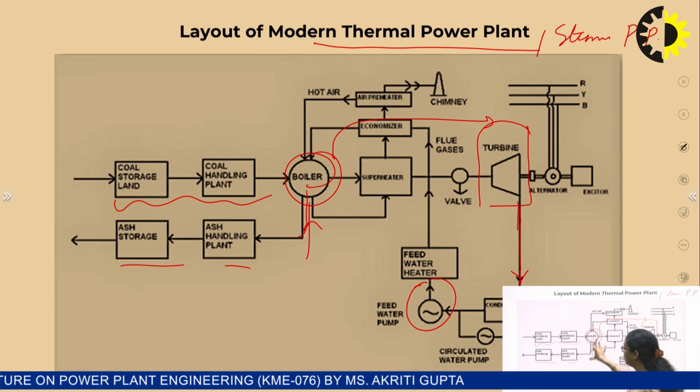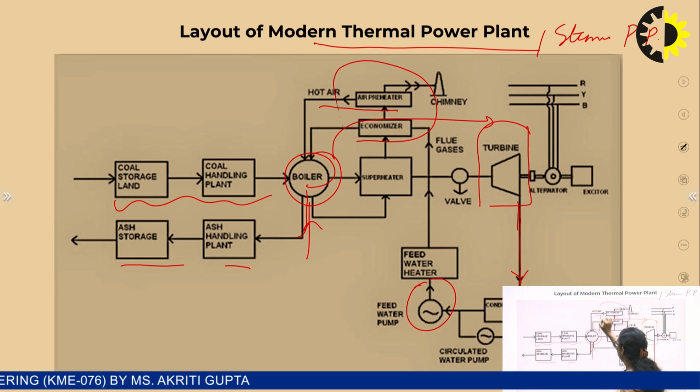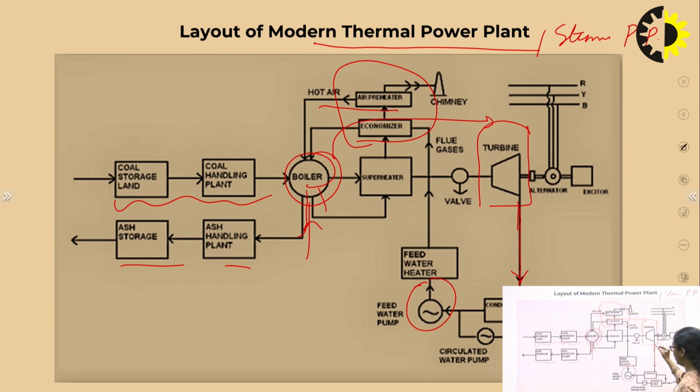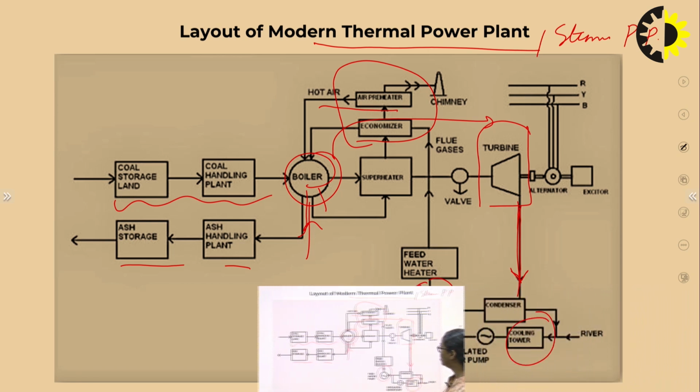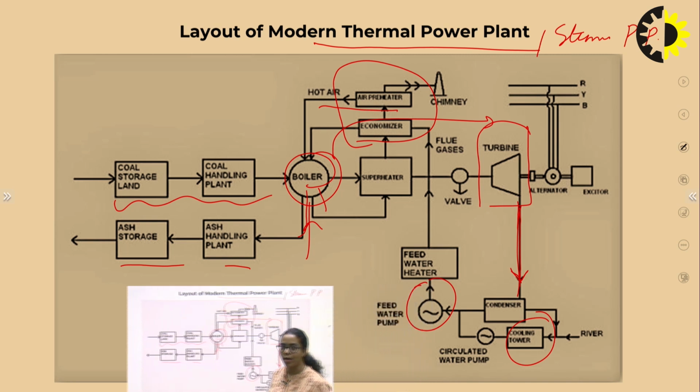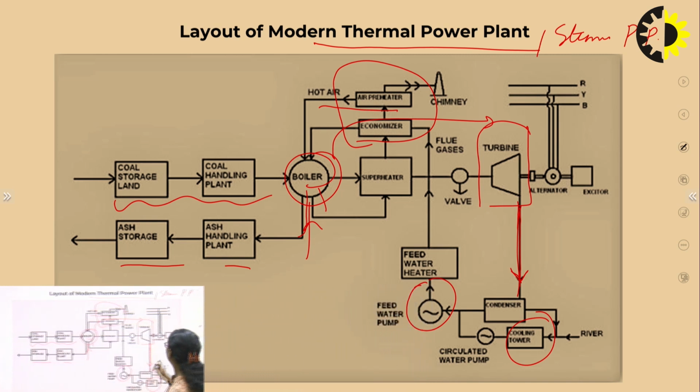This is all about the fuel. Then there is another, hot air and economizer, where the air is supplied to the boiler for the burning of the fuel. After that, the turbine, the condensation from the turbine, that is cooled in the cooling tower. So these are the auxiliary components of any steam power plant.